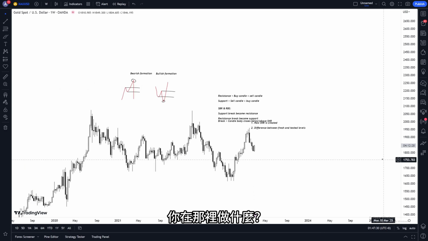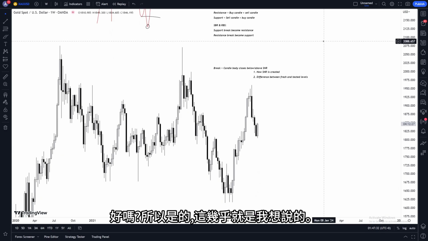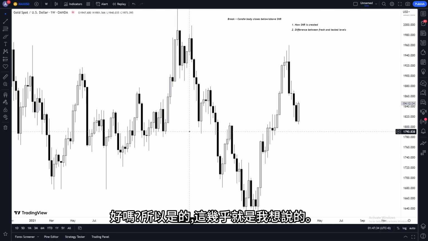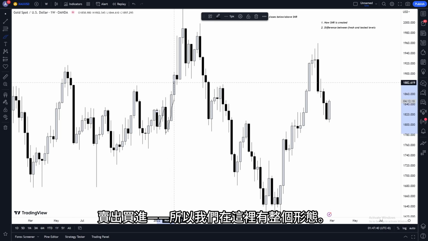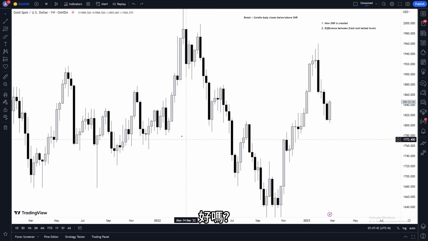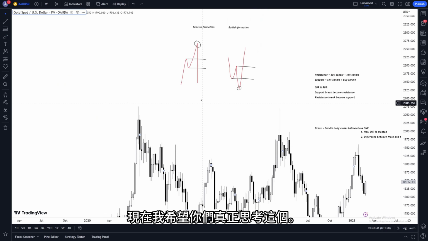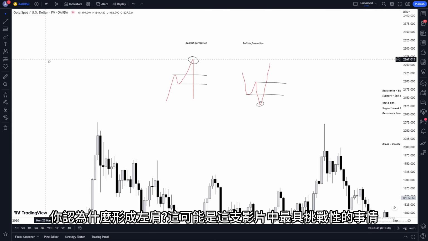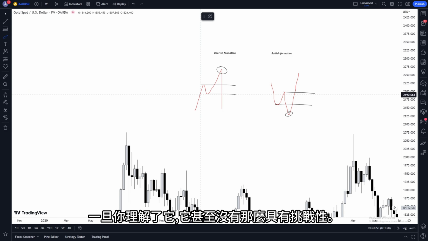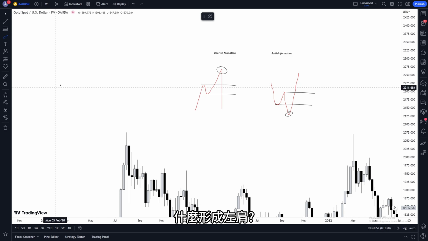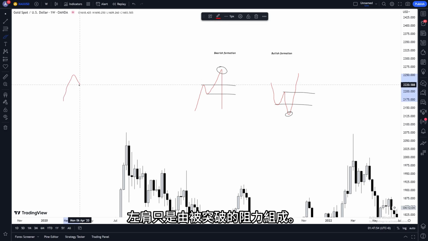Okay, so yeah, that is pretty much what I wanted to say. So I'll give you an example of that right here. I'm just looking at sell, buy. So we have this entire formation right here. Now I want you guys to really think about this. What do you think makes a left shoulder? This is probably the most challenging thing to understand in this video, and it's not even that challenging once you understand it. What makes a left shoulder? A left shoulder is simply comprised of a resistance that gets broken.